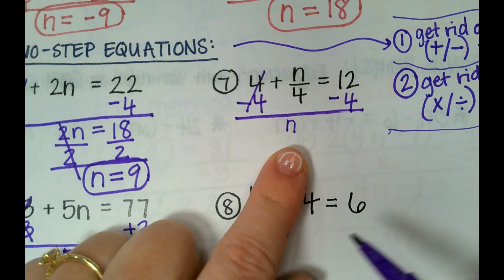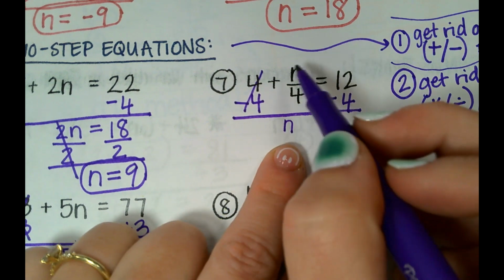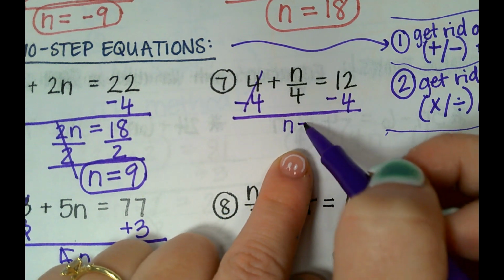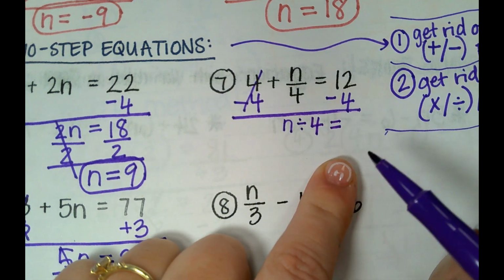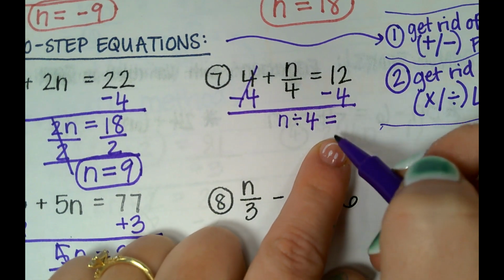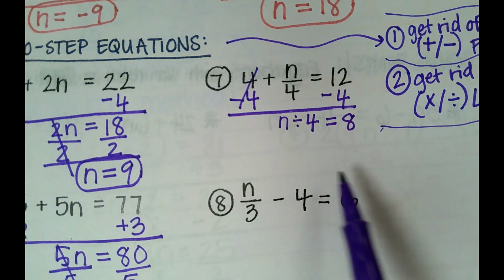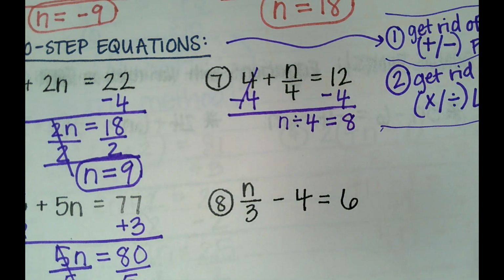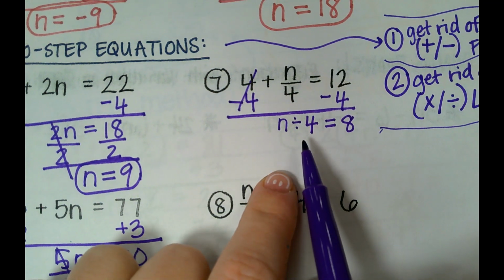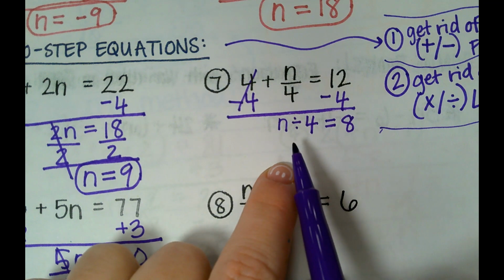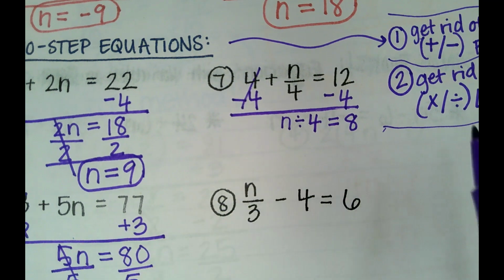And if it helps you to write it differently as you bring it down, you could do n divided by 4 equals. 12 minus 4 is 8. Because this is the same thing as that. And I think sometimes it just looks a little better because we're a little more used to seeing it that way. So I have n divided by 4 equals 8. So I'm still trying to get n by itself.